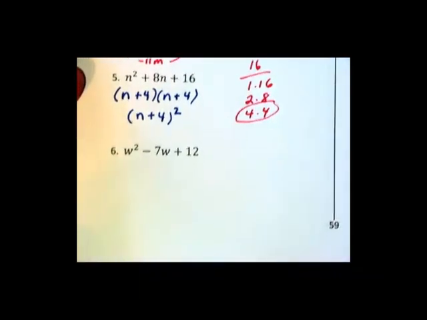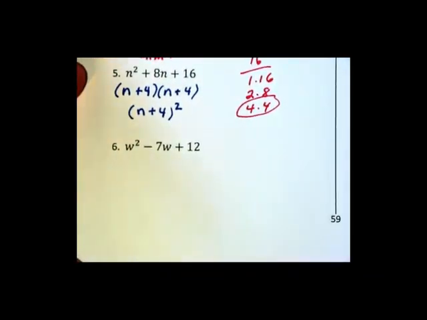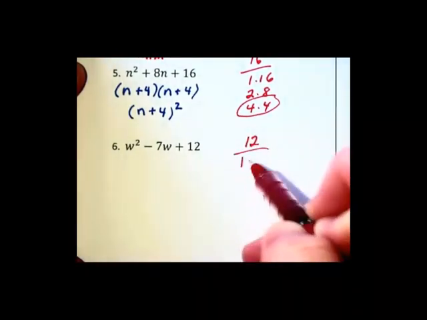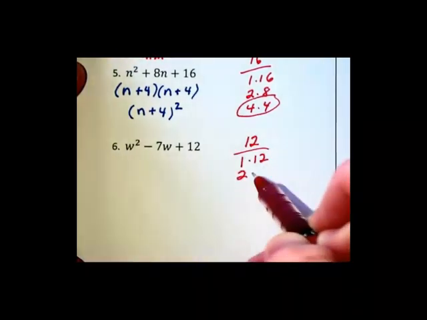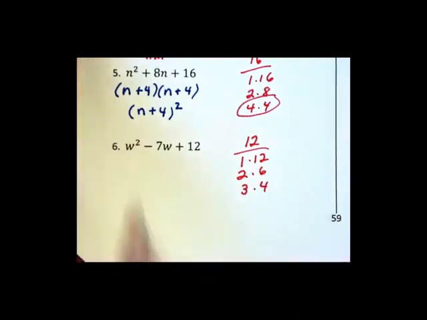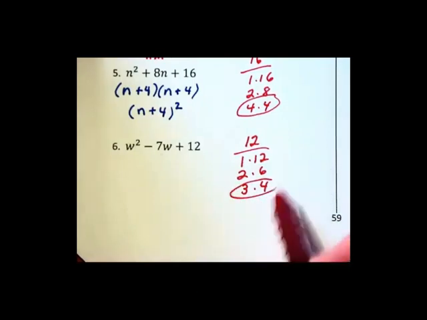Problem number 6. We've got a 12 again. Nope, not again. We haven't seen 12 yet. 1 times 12, 2 times 6, or 3 times 4 are the choices. We need these to add up to a negative 7 in the middle, and 3 and 4 are going to be the numbers that do that for us.